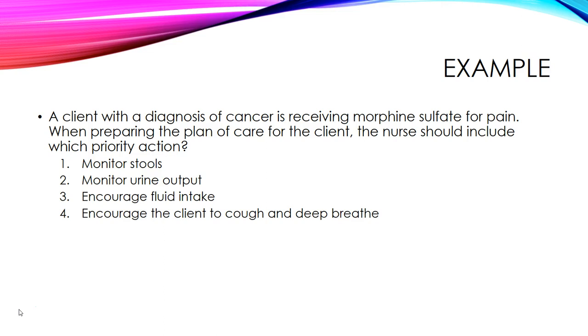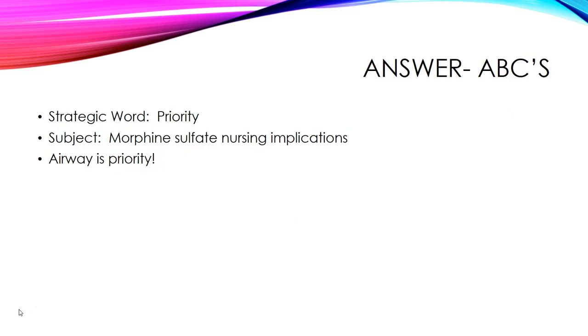So the most important priority action in this case would be encouraging the client to cough and deep breathe, because that addresses the airway. Bowel function is important, urinary function is important, and hydration status. They're all important, but if you don't have an appropriate airway or breathing, none of those are going to matter. So ABCs are first. Again, the strategic word in this case was priority. What is the most important?